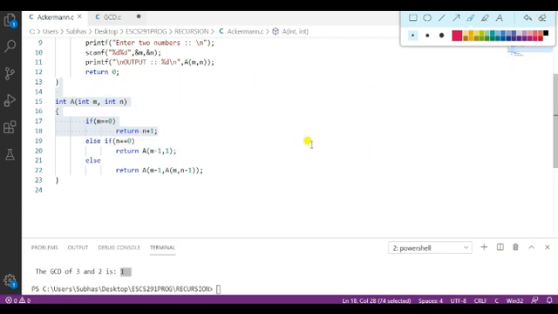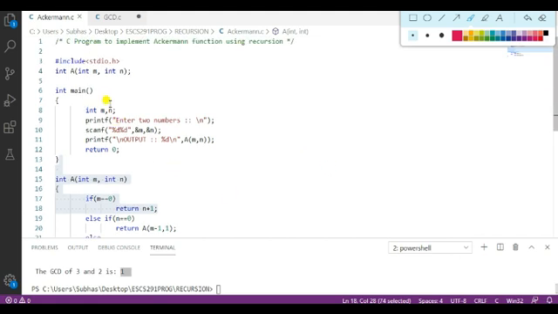So let me show the other part of the code. This is the prototype of this function, with which I inform the compiler that I am going to use that kind of function. The return type is integer and the name of the function is A, and it takes two arguments. The arguments must be integers because this function always takes two arguments as integers. So first I will give the input. I have taken two integer variables, int m comma n, and I will give the message to the user: enter two numbers.